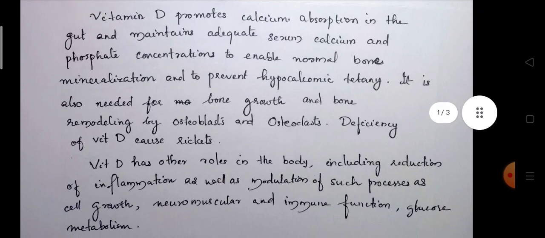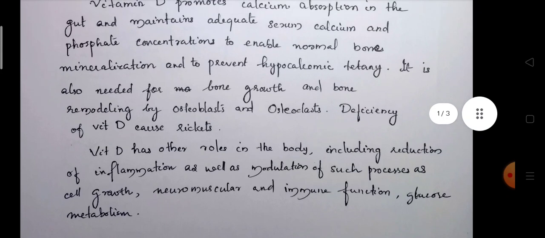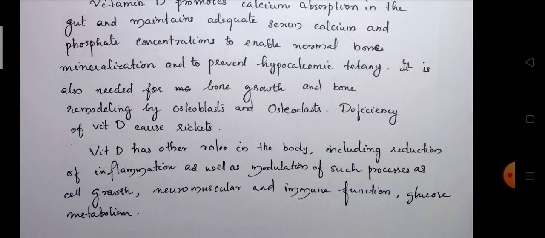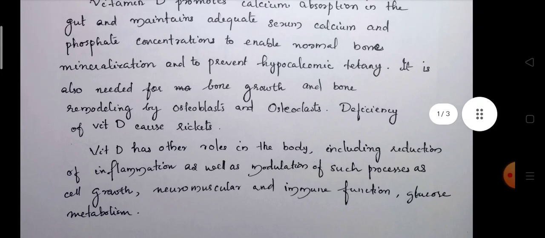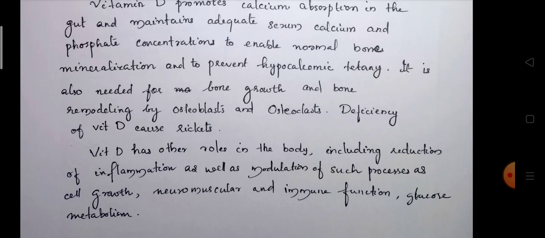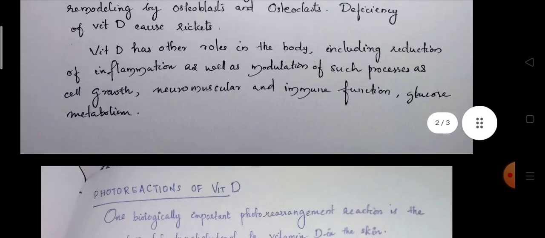Vitamin D has other roles in the body, including reduction of inflammation as well as modulation of such processes as cell growth, neuromuscular and immune functions, glucose metabolism, etc. In short, vitamin D is a very important vitamin needed for our body, and we get it from the food we eat, and also endogenously from the conversion of a compound in our skin to vitamin D under the exposure of sunlight.